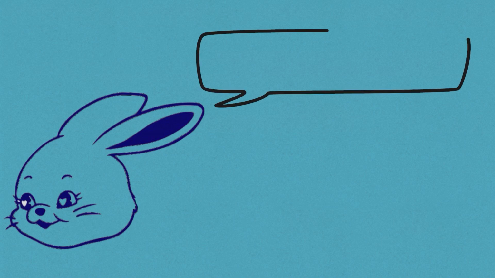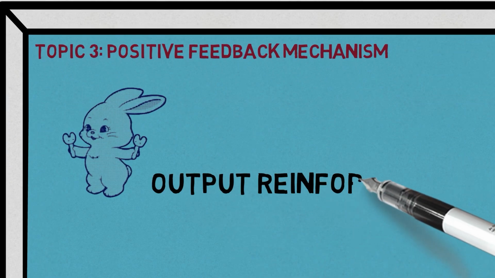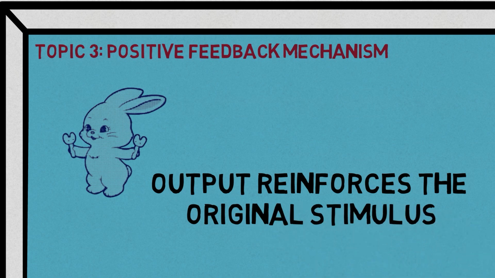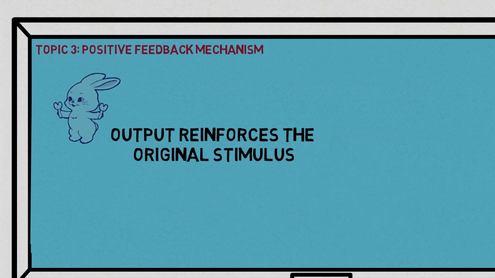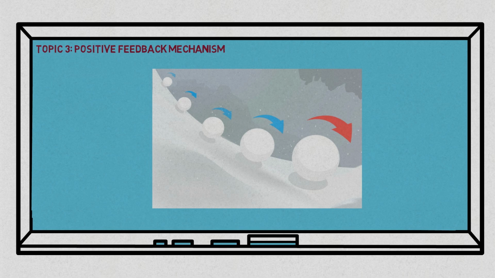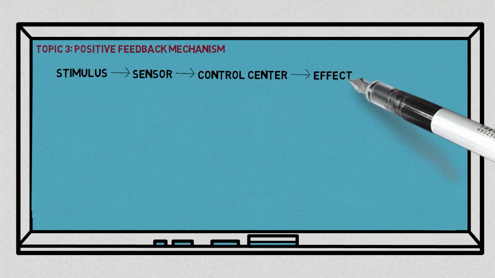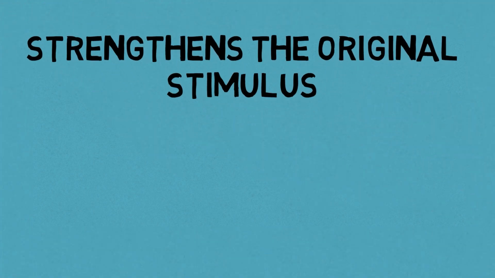Now we move on to the opposite process, the positive feedback mechanism. It is a control process where the output enhances or reinforces the original stimulus, continuing to do so until an external event stops it, which results in a more extreme physiological response. Imagine a snowball rolling down a hill, which gets bigger and bigger as it collects more snow. This is just like a biological process that keeps amplifying the stimulus. Like the negative feedback loop, this also consists of a stimulus, sensor, control center, and effector. The only difference is that instead of reversing a change, the effector strengthens the original stimulus.